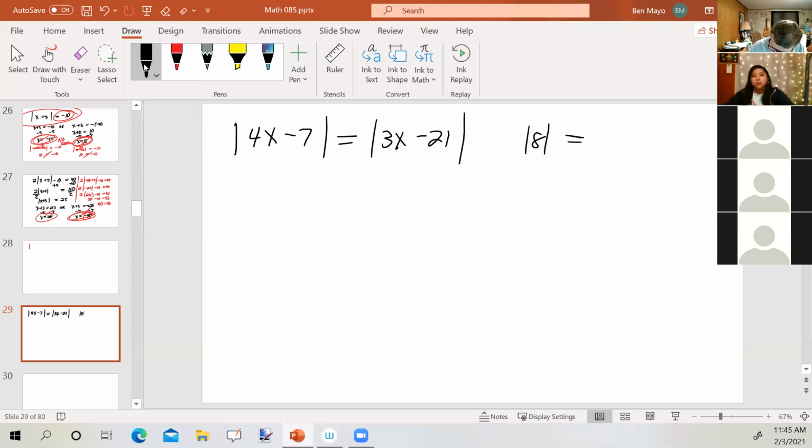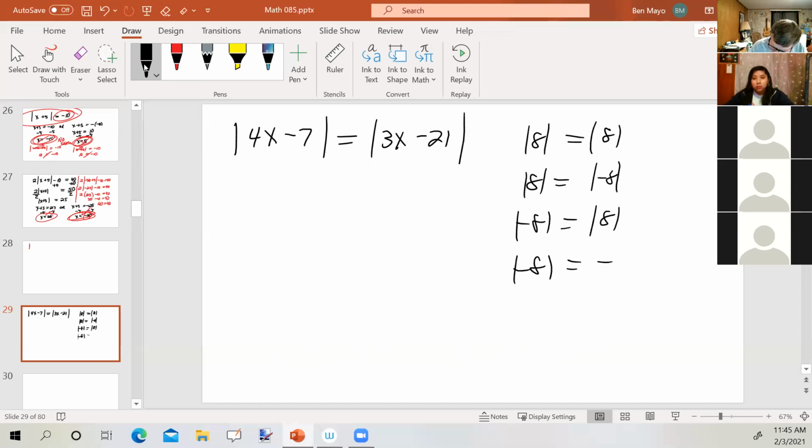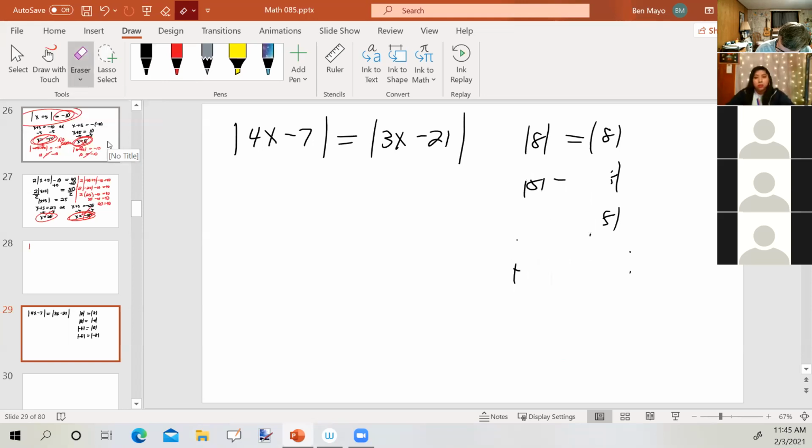The absolute value of 8 equals the absolute value of 8. The absolute value of 8 equals the absolute value of -8. The absolute value of -8 equals the absolute value of 8. The absolute value of -8 equals the absolute value of -8. Huh? So you've got all these numbers in there, they're opposites, etc. If you didn't get all that written down, don't panic.